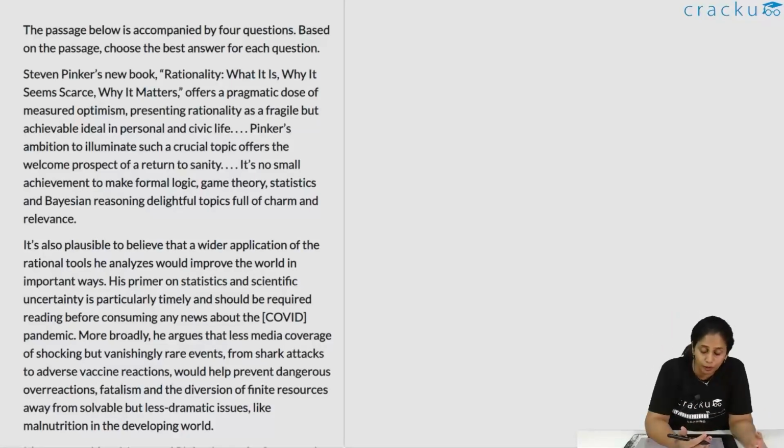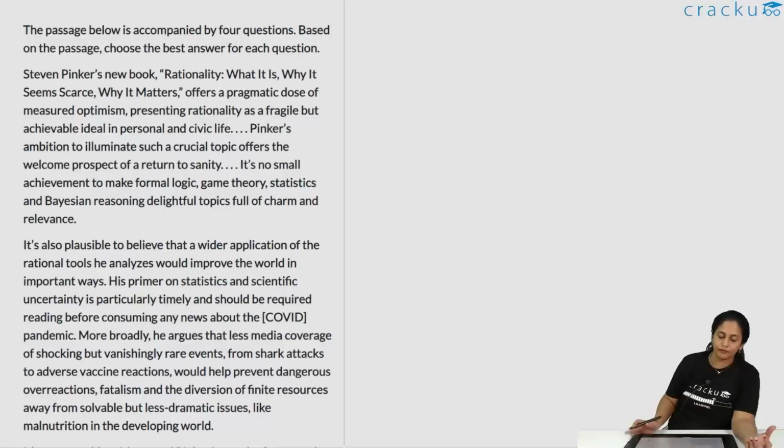Steven Pinker's new book, Rationality: What It Is, Why It Seems Scarce, Why It Matters, offers a pragmatic dose of measured optimism, presenting rationality as a fragile but achievable ideal in personal and civic life. Pinker's ambition to illuminate such a crucial topic offers the welcome prospect of a return to sanity. It's no small achievement to make formal logic, game theory, statistics and Bayesian reasoning delightful topics full of charm and relevance.